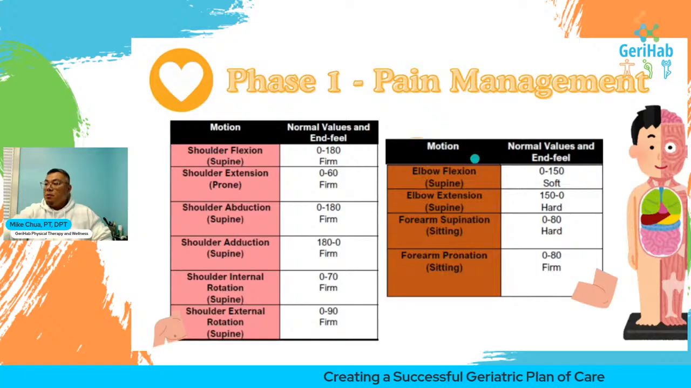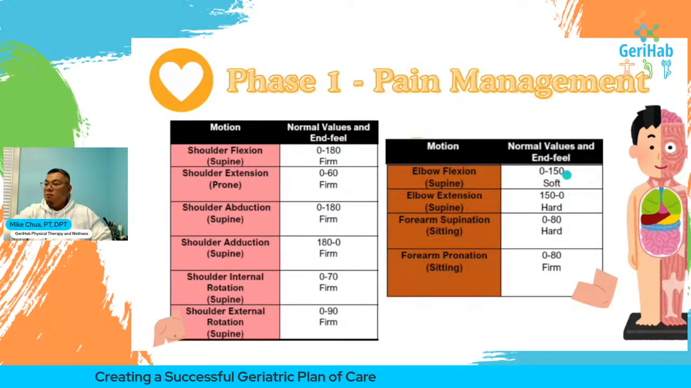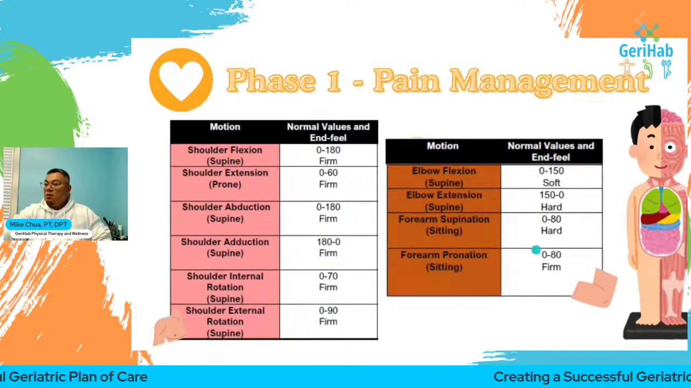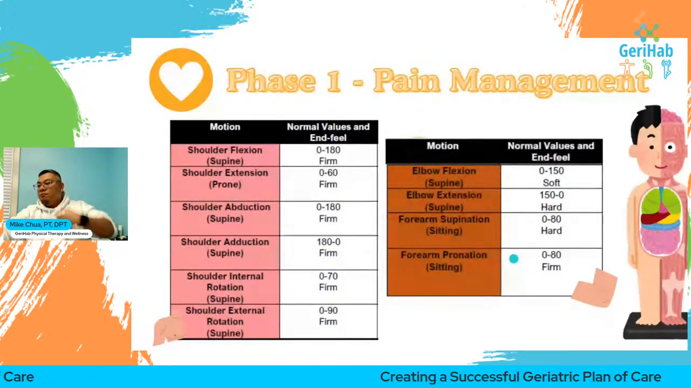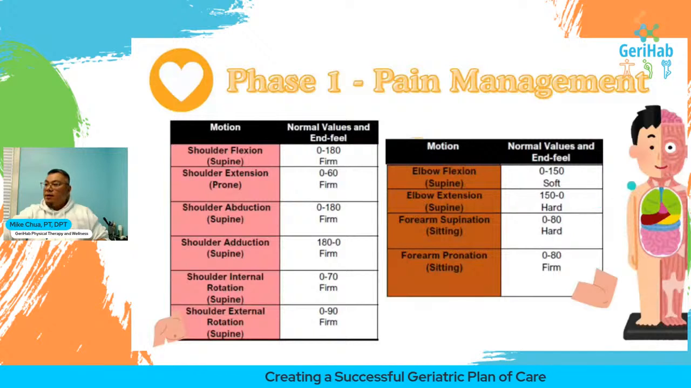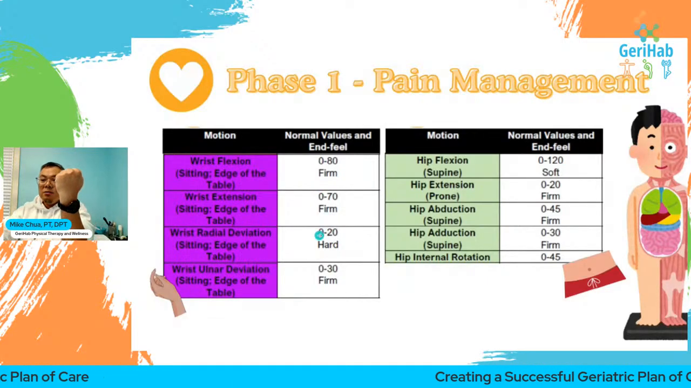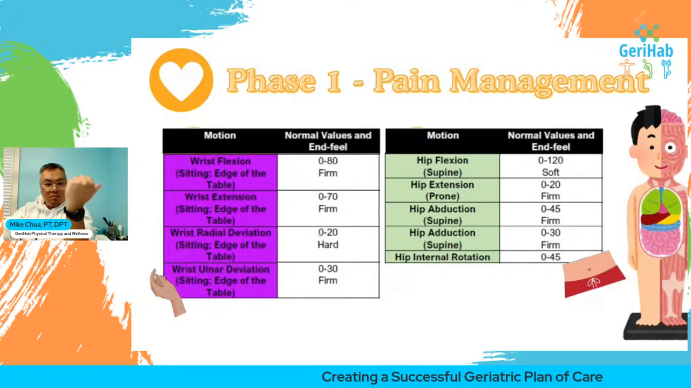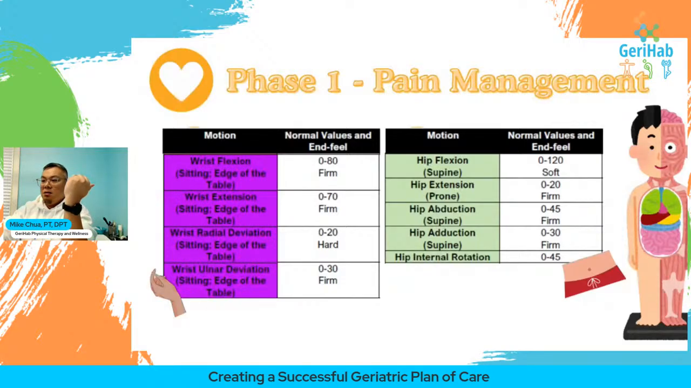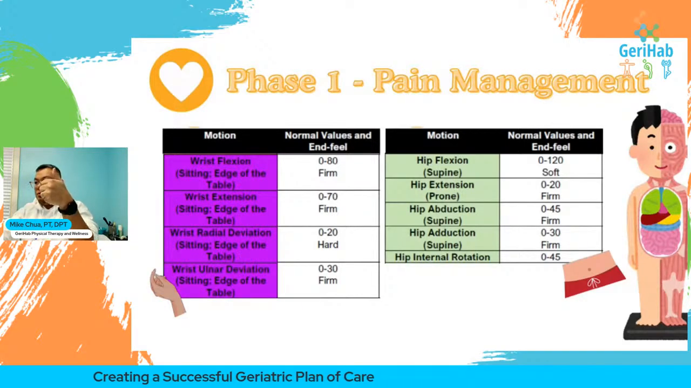Okay. For the elbow, again, we talked about this, soft end feel on elbow flexion. Elbow extension is hard or bony end feel. Pronation is firm because it's a ligamentous end feel, right? Okay. Same thing with wrist flexion. Those are firm. Radial deviation is hard. Ooh, I felt that already. It's hard. Ulnar deviation is firm because it's ligamentous.